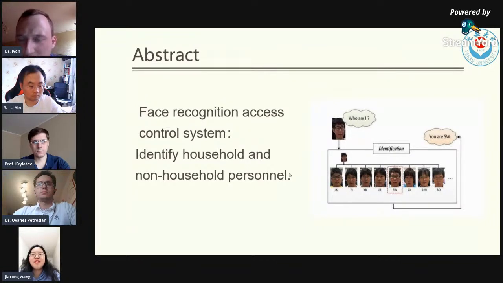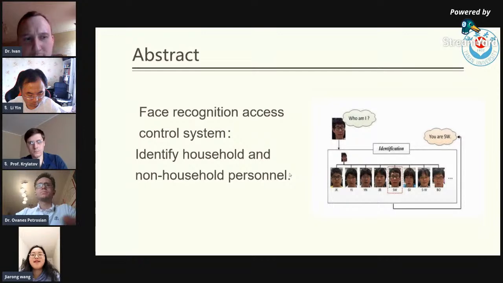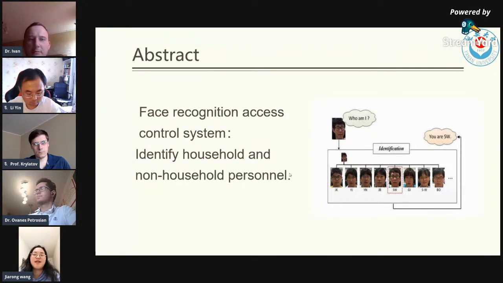First of all, a brief introduction to the abstract of this article. As we all know, with the demand for intelligent, convenient, and practical access control, a variety of new intelligent access control systems have emerged in the market. The identification process does not depend on a key, which saves the user's cost. The face recognition access control system can identify household and non-household personnel. This paper introduces the influence of illumination change on face recognition results.